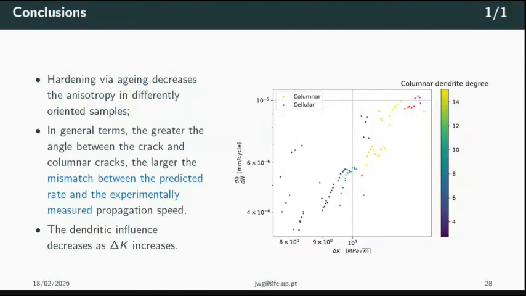So in terms of main conclusions, as expected, aging had this homogenizing aspect, in terms of either SL or LS specimens behaved quite similarly, even though their as-built counterparts did not. Though the dendritic influence decreases as delta K increases, as there is more energy given to the system to grow the crack.